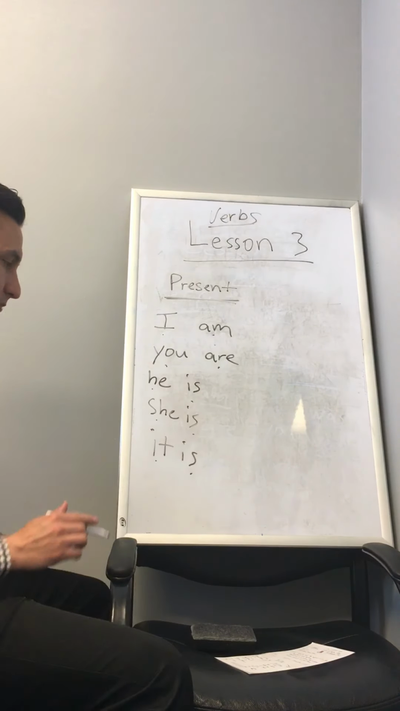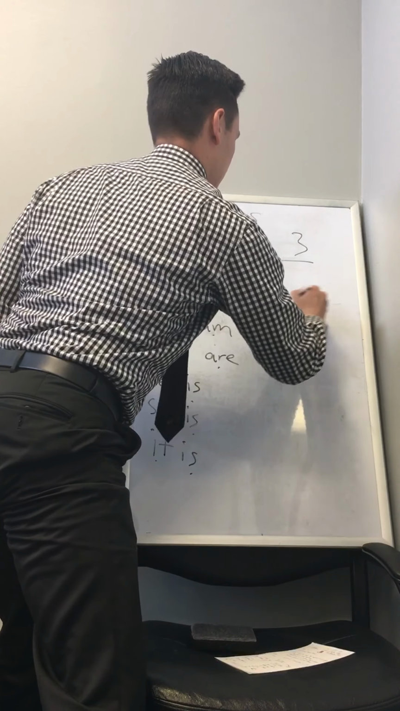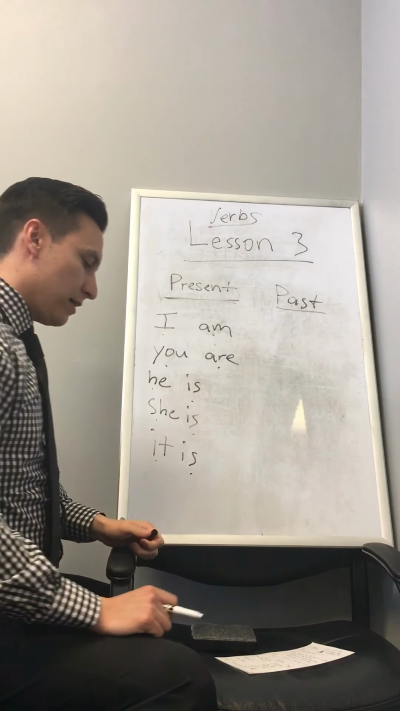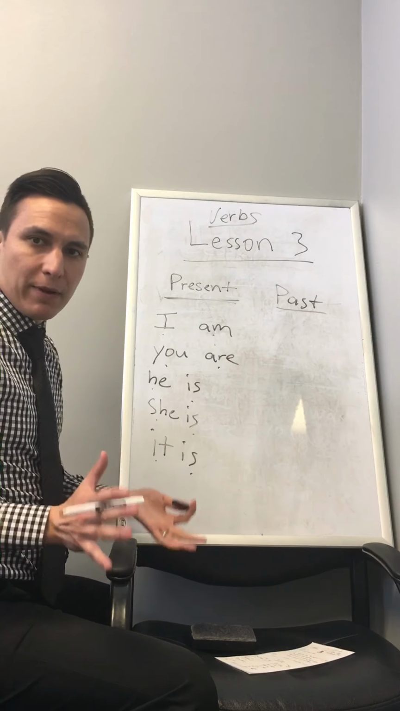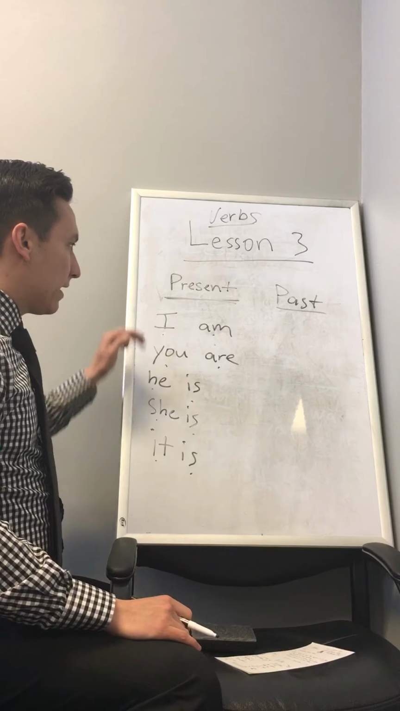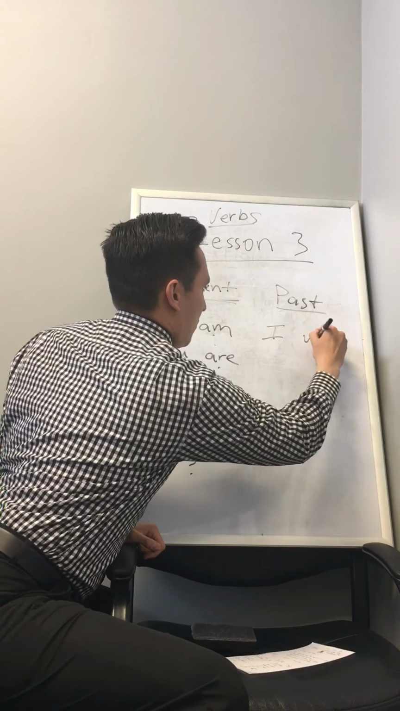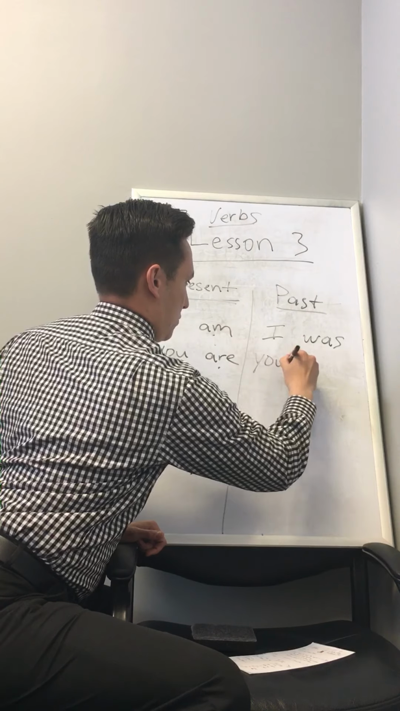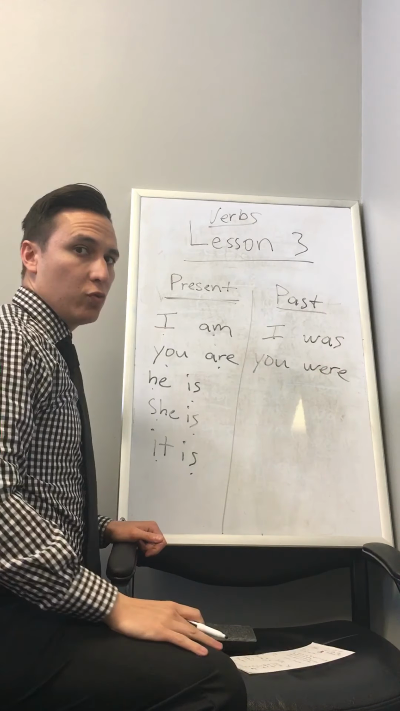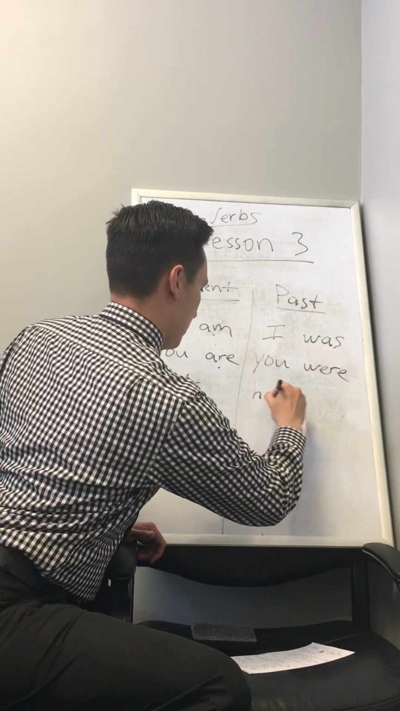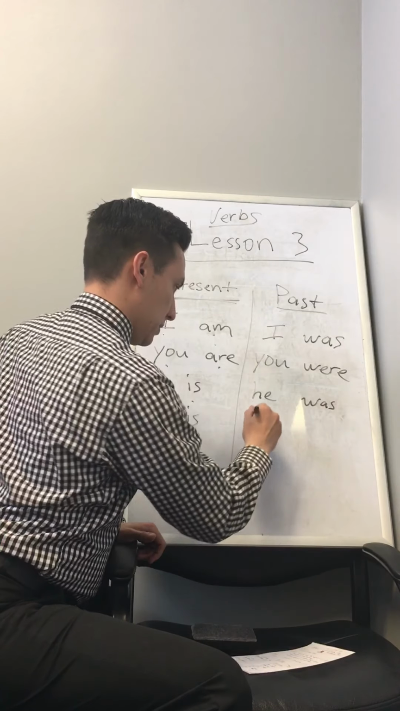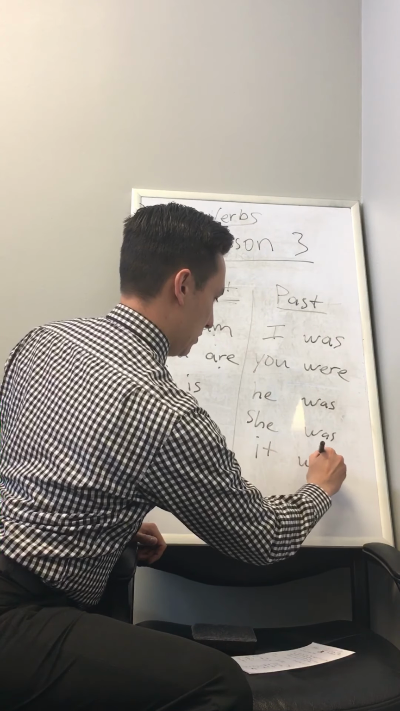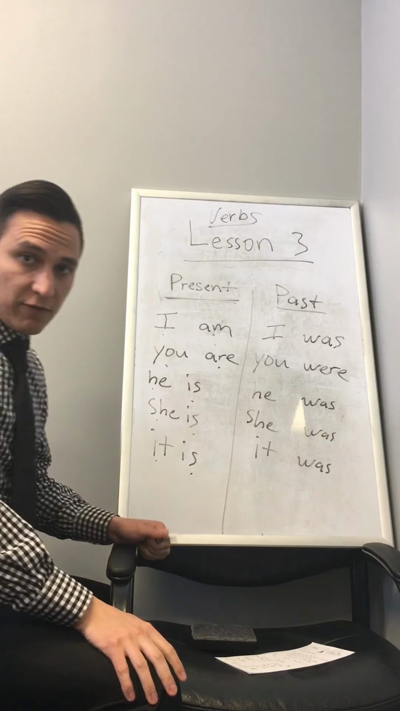Next, we're going to go over past tense. So este es en el presente, este es en el pasado, the past tense. Past tense significa forma de la palabra en el pasado. So instead of I am, I was. You were. He was. She was. It was.